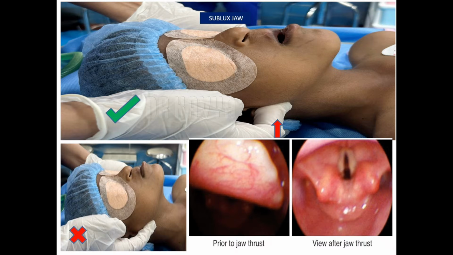Jaw thrust is achieved by lifting the angle of the mandible forwards, resulting in anterior displacement of the head of the mandible and maintaining airway patency by opening the mouth. If jaw thrust is inappropriate, it can close the mouth and cause airway obstruction.